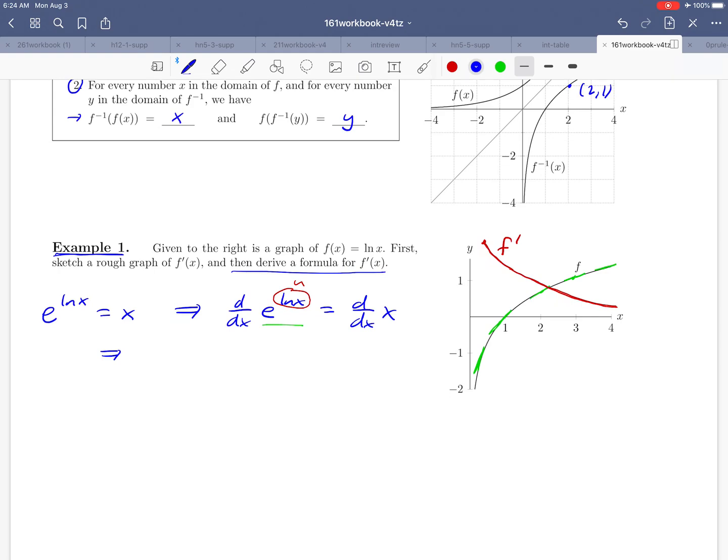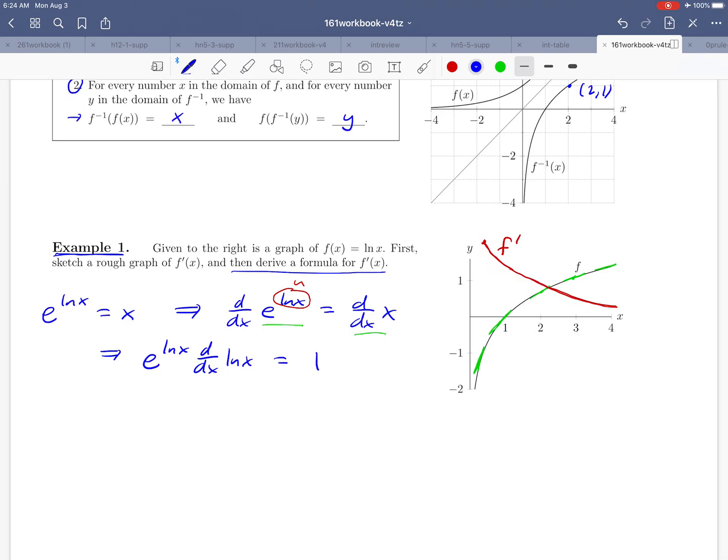Okay, so the derivative of the whole function is e to the u, and then the second part of the chain rule is to take the derivative of just the u. Okay, so we get e to the ln of x times the derivative of ln of x on the left. Okay, and over on the right-hand side, we're just taking the derivative of x. That's just 1.